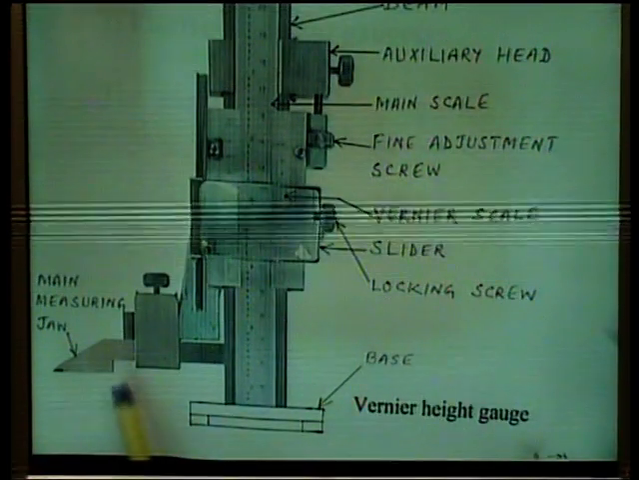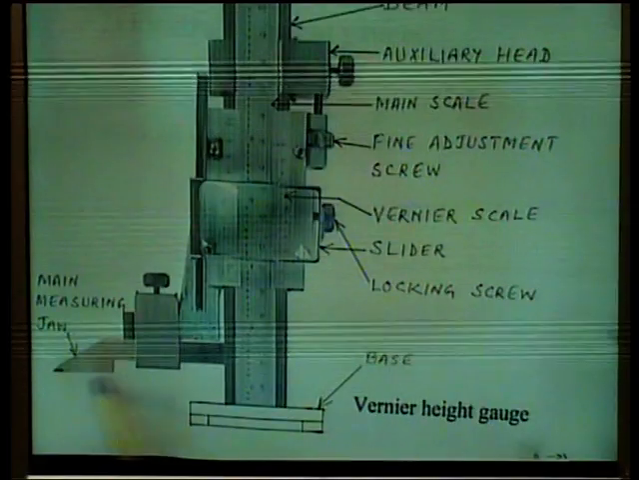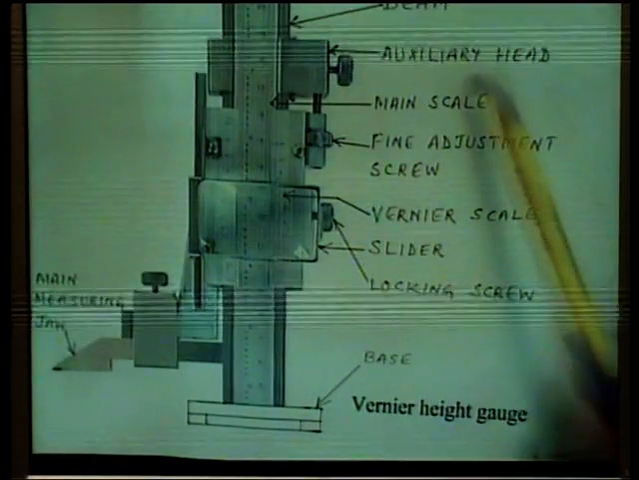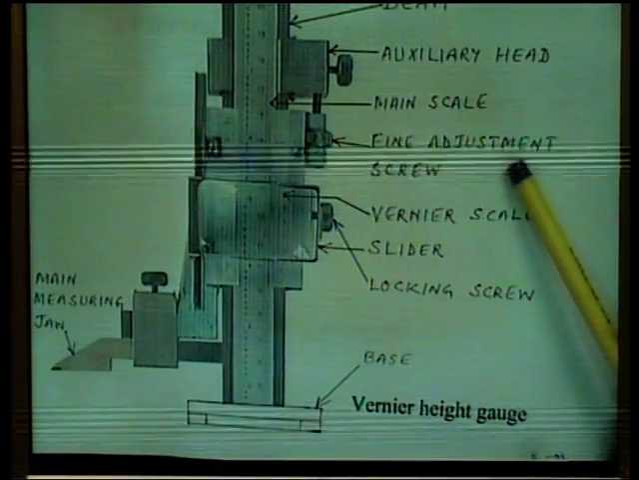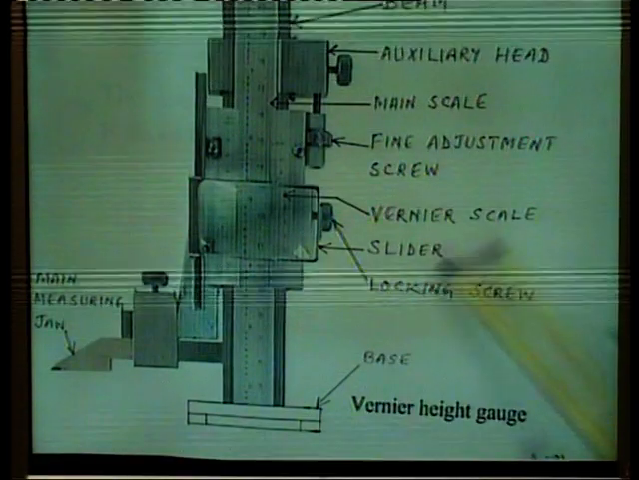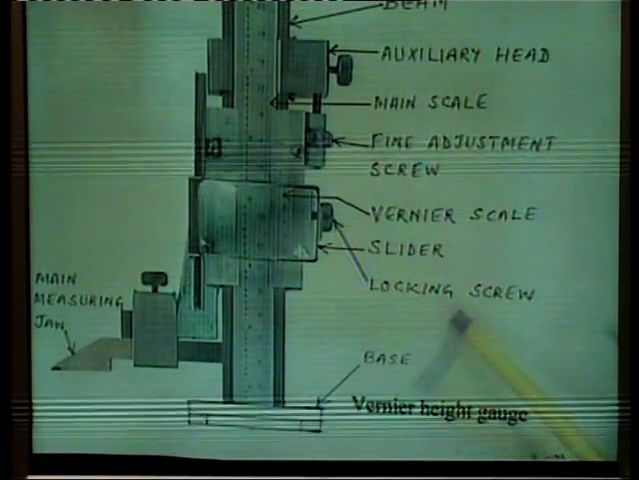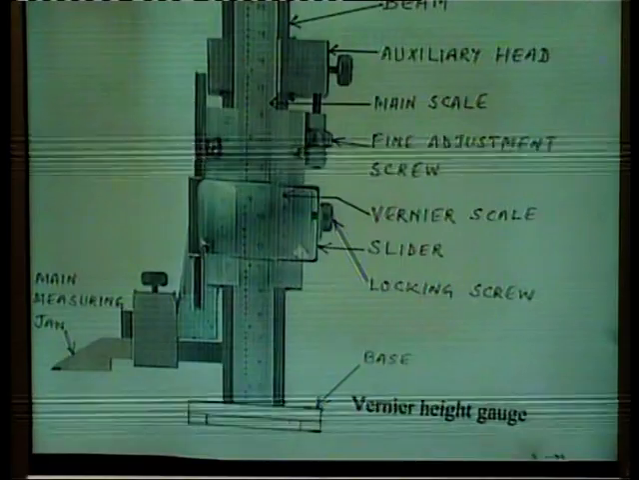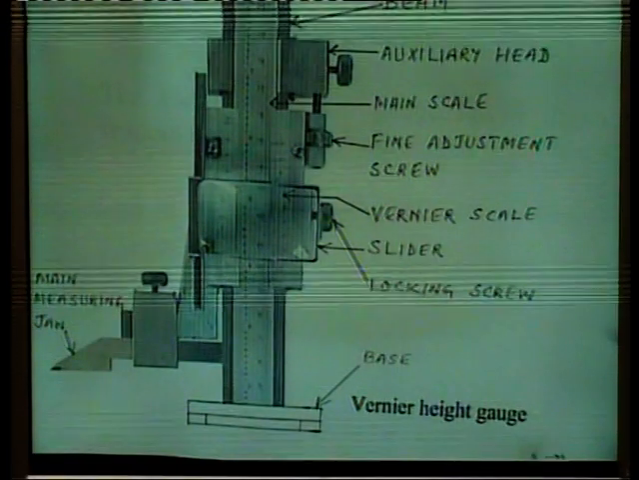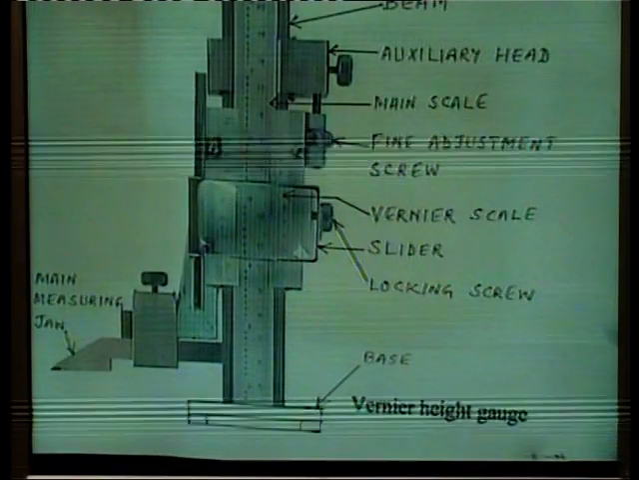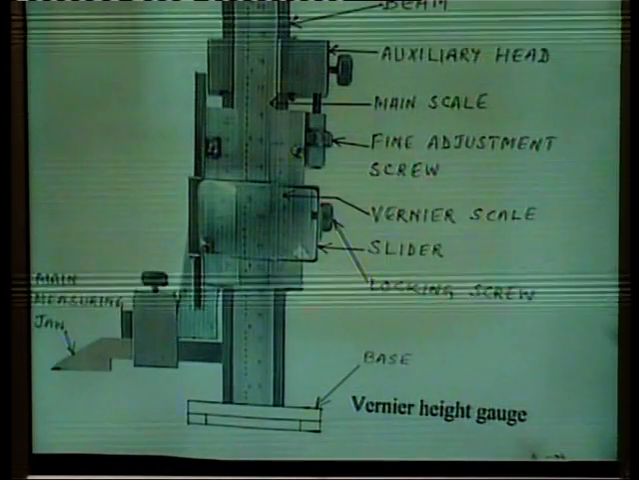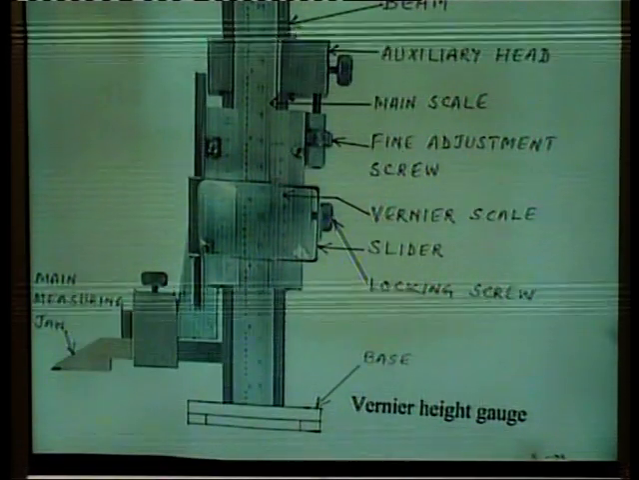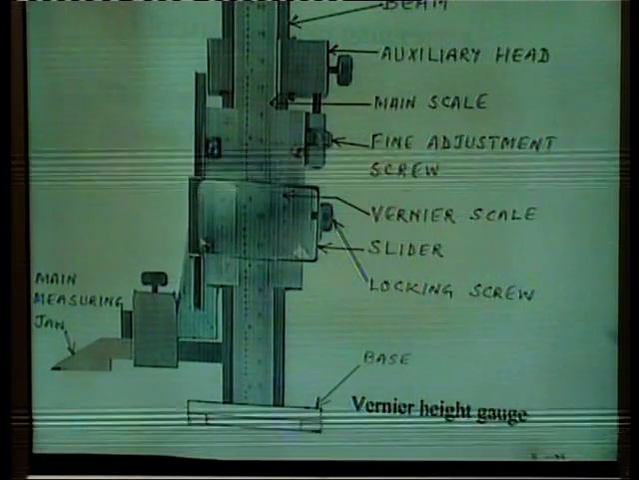As shown in this diagram, this is the main measuring jaw. Here is the beam of this height gauge, auxiliary head, main scale, fine adjustment screw, Vernier scale, slider, locking devices and the main base of this Vernier height gauge. If we describe the main base, the Vernier height gauge consists of a fine ground and lapped base to ensure rigidity and stability. The base is robust in construction.